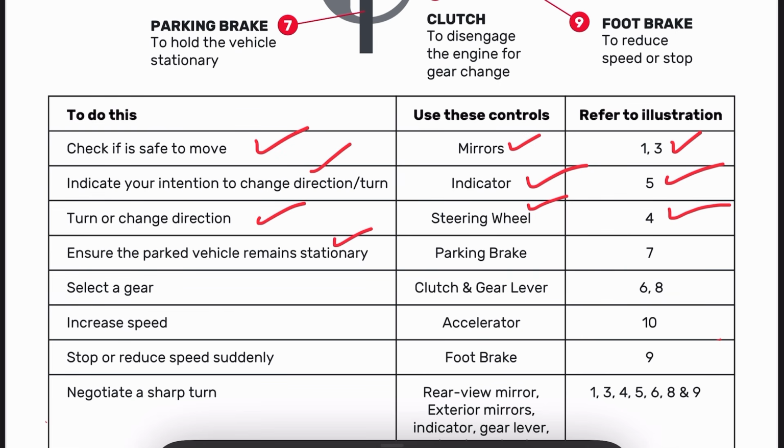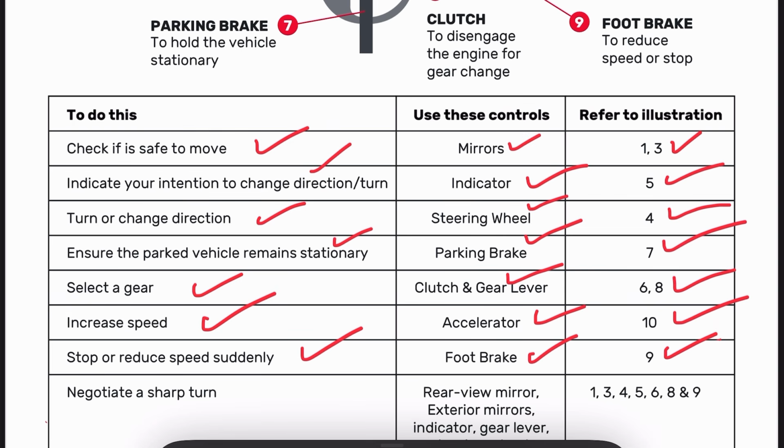You want to ensure that the parked vehicle remains stationary, you use the parking brake, which is number 7. You want to select a gear, you use clutch and gear lever, which is number 6 and 8. You want to increase speed, you use accelerator, which is number 10. You want to stop or reduce speed suddenly, you use foot brake, which is number 9.